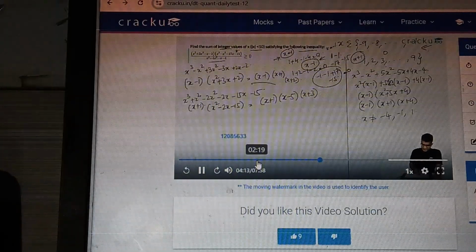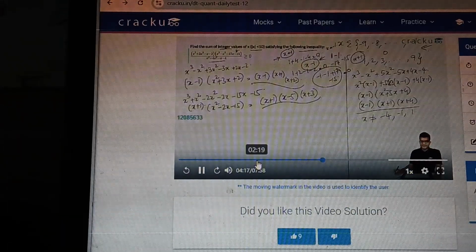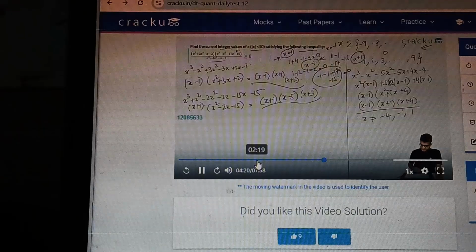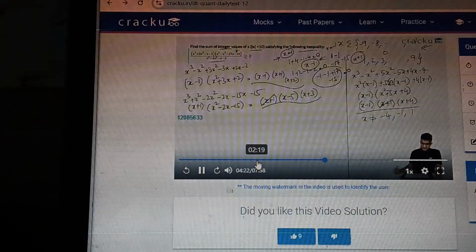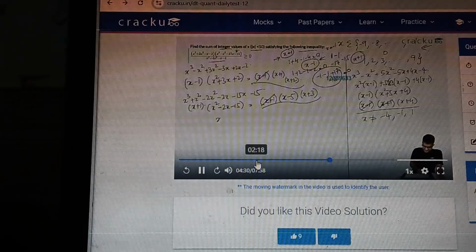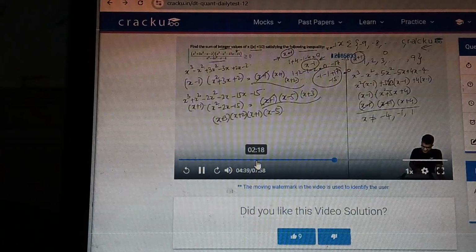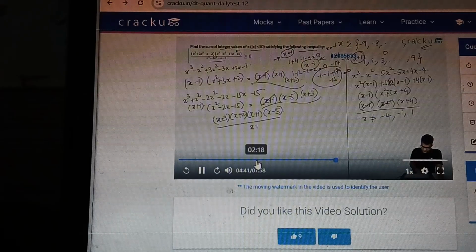Now if you are multiplying this term and dividing it by this term, you can cancel some common terms. You can, for example, cancel x plus 1 in the numerator and denominator. You can cancel x minus 1 in the numerator and denominator. So the expression will be simplified to (x plus 3) into (x plus 2) into (x plus 1) into (x minus 5) divided by (x plus 4). This you want it to be greater than or equal to 0.